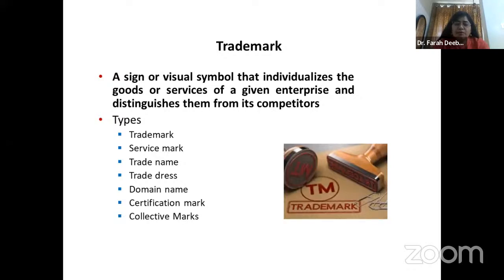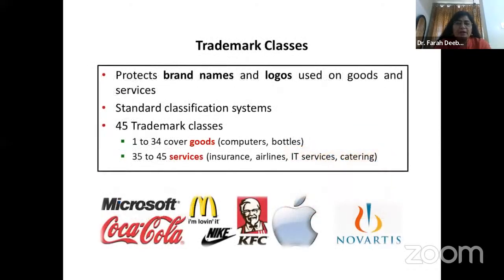So you will be able to say that this particular one is an iPhone and this one is a Samsung phone. So you know that from the shape of it, from the trademark on it, or it may be a service mark, like an airline company. It may be a trade name, a trade dress, a domain name. We'll discuss all this as we go ahead. So there are different classes under which we'll classify these.